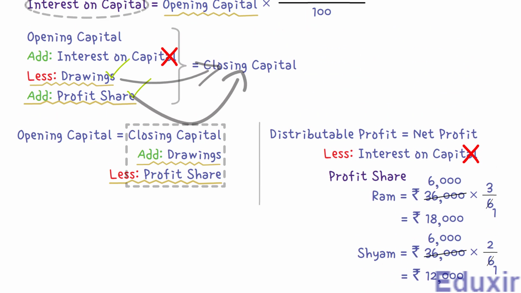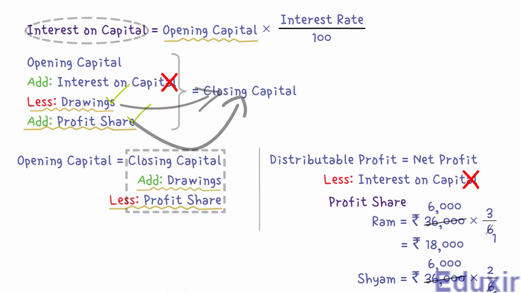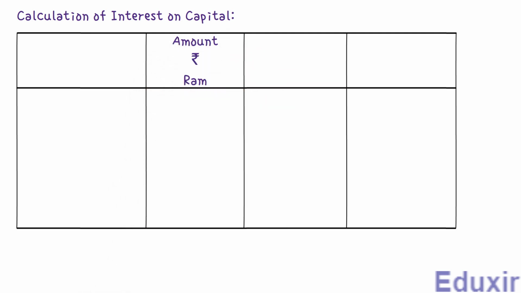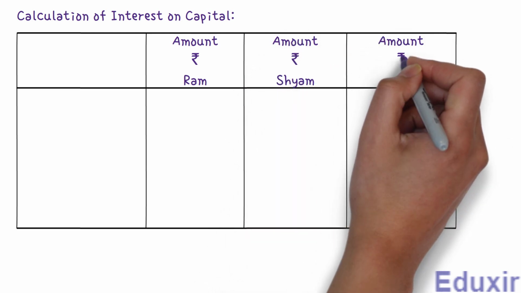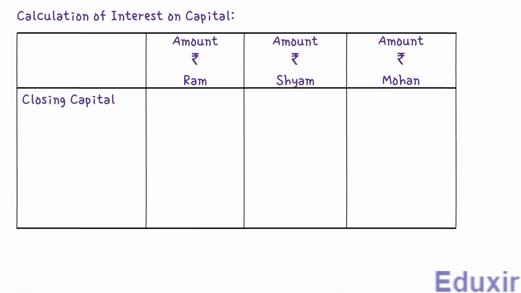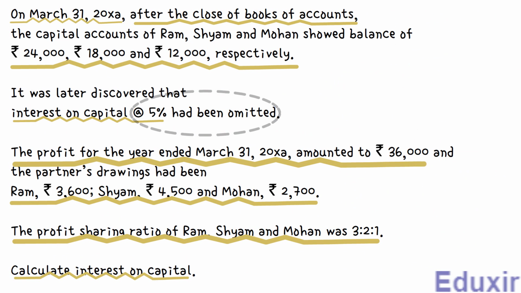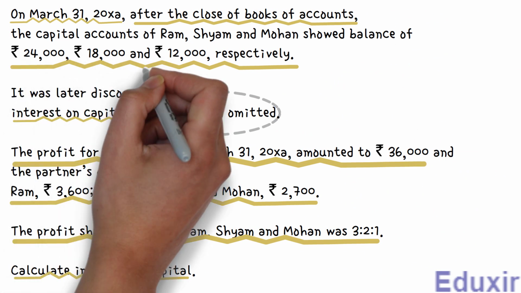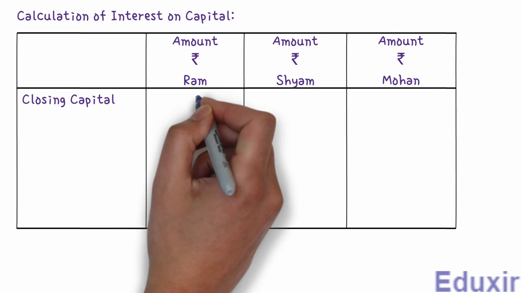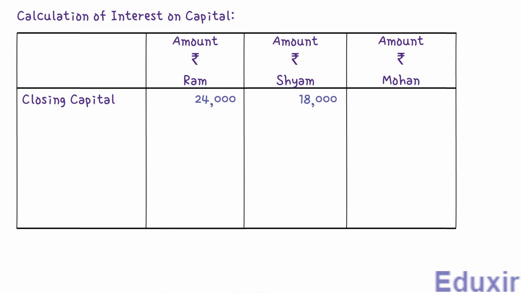So, now we have everything to find the opening capital as well as the interest on capital. Let's first write the heading Calculation of Interest on Capital. In a table, let us have a column for amount in rupees for partner Ram, one column for amount in rupees for partner Shyam, and one last column for amount in rupees for partner Mohan. Let's first write closing capital of each partner. Just to remind you, the closing capital of each partner is given as 24,000 rupees, 18,000 rupees, and 12,000 rupees. Let's write this in our table. 24,000 rupees, 18,000 rupees, 12,000 rupees.